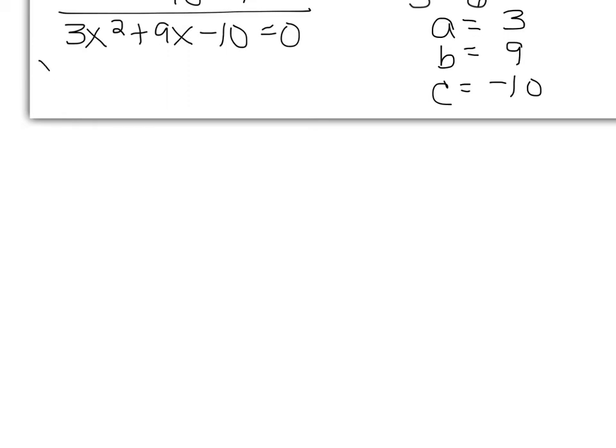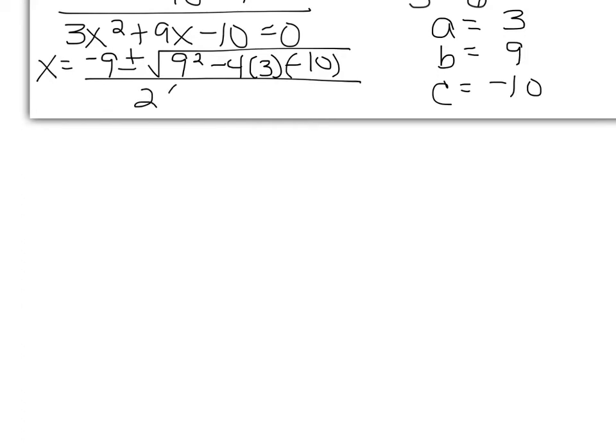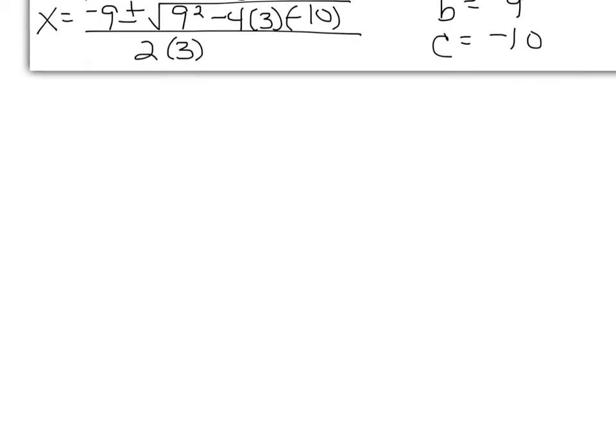Alright, let's go ahead and plug it in. X equals negative b plus or minus the square root of b squared minus 4ac all over 2a. So let's go ahead and clean this up. X equals negative 9 plus or minus the square root of 81. Negative 4 times 3 is negative 12. Negative 12 times negative 10 is positive 120.